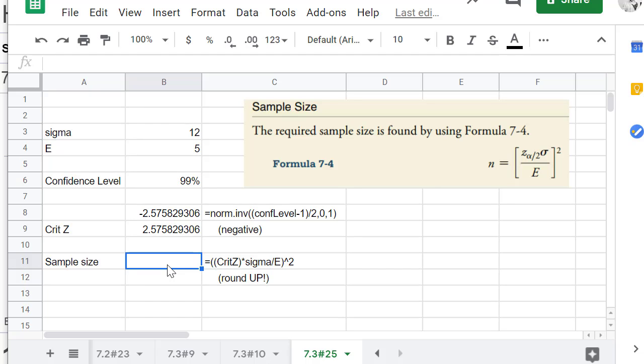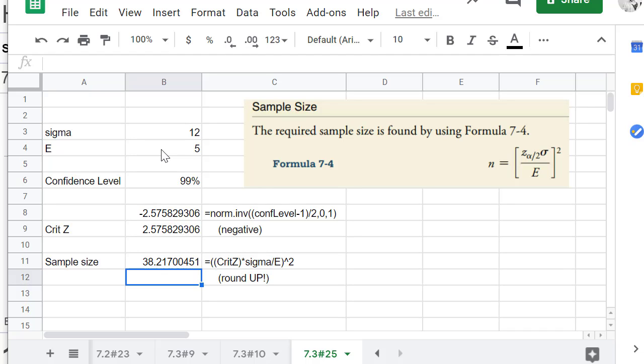No matter, we're just going to click on that cell when we need to access the critical Z value, which is going to be in this step. This is equal to the critical Z value. Let's start with a parentheses. And then critical Z value. Multiply that times sigma. Sigma is 12. And then divide that by the margin of error, and then we'll close the parentheses, and then we'll square it and enter. Now this is 38.2.